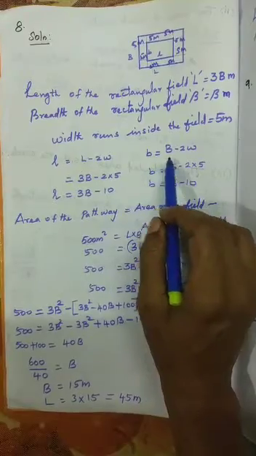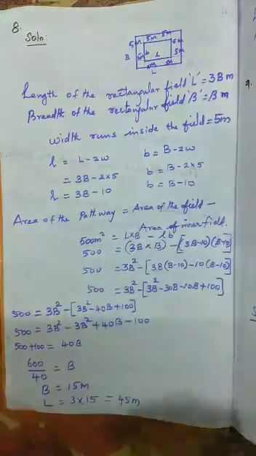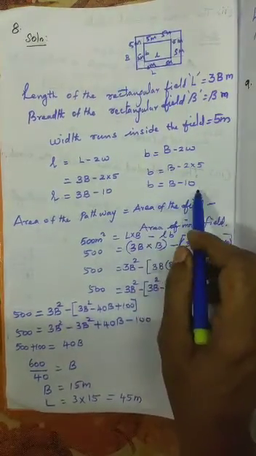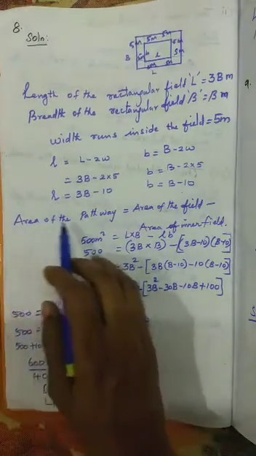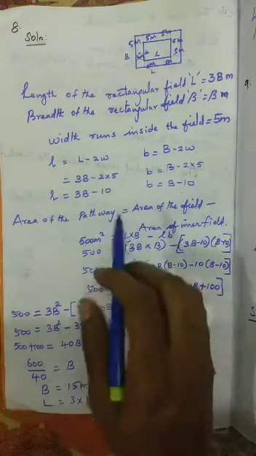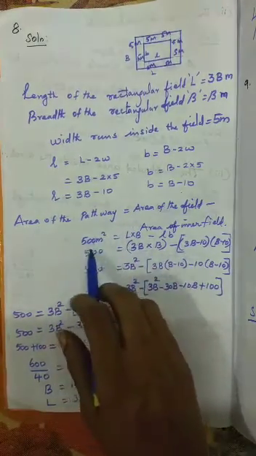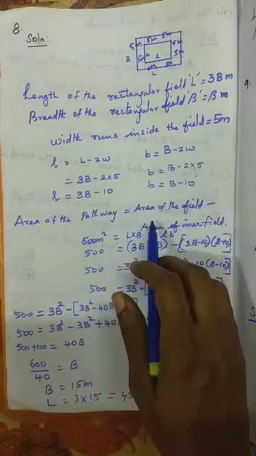Then small b is b minus 2W, so b minus 2 into 5. It is b minus 10, that is the small b. Now we have to find the area of the pathway. We have to find the length and breadth. They have given the area of the pathway, which is 500 meter square. So how to find L and B?